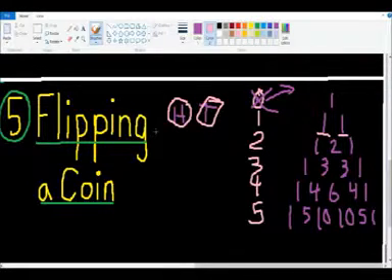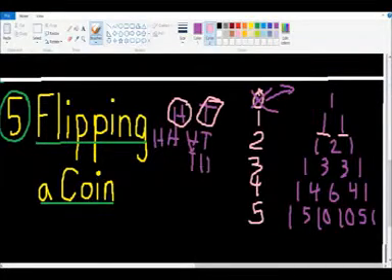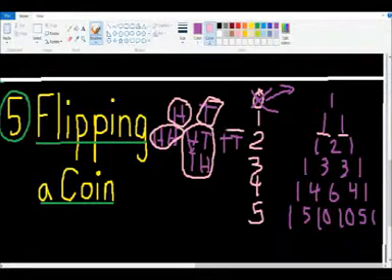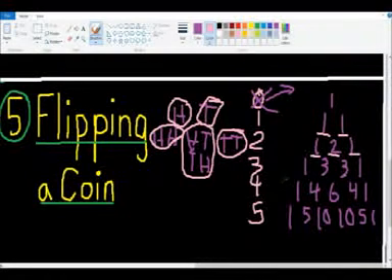How about 2 times? You can get heads, heads, or heads, tails, or tails, heads, or all tails. 1, 2, 1.